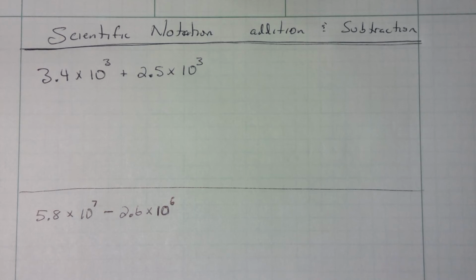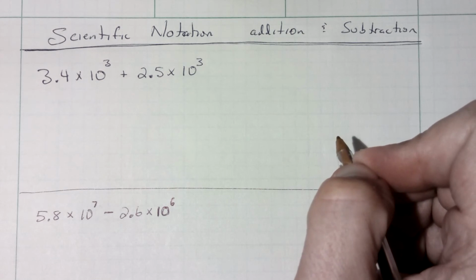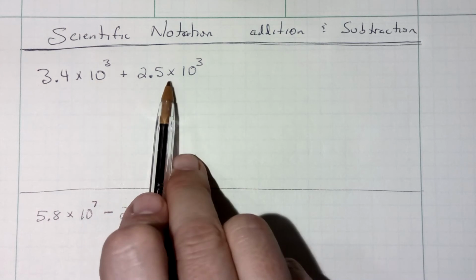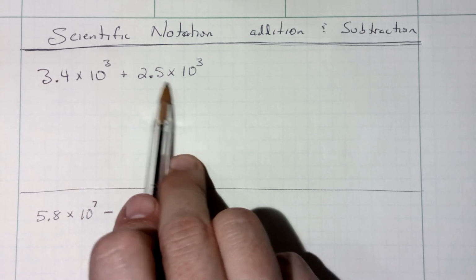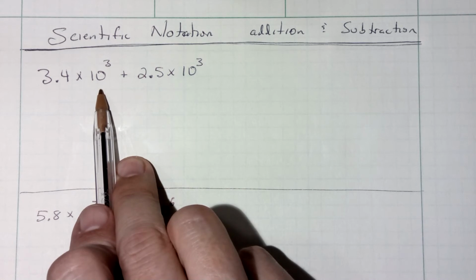Welcome. Today we're going to learn how to add and subtract numbers written in scientific notation. I'm going to start out with two numbers written in scientific notation that are very easy to add. Now, by all means, there's nothing wrong with converting them back to standard form and then adding them and then converting them back to scientific.